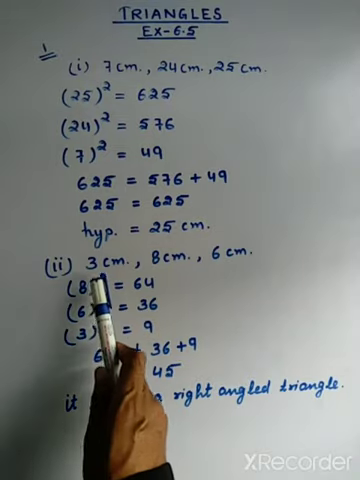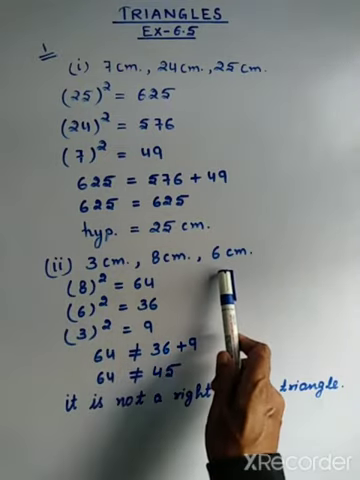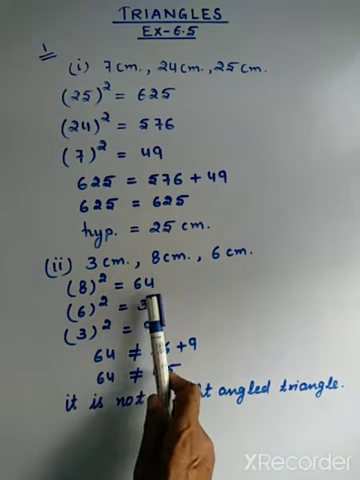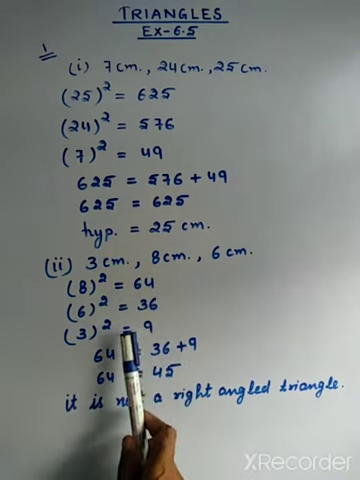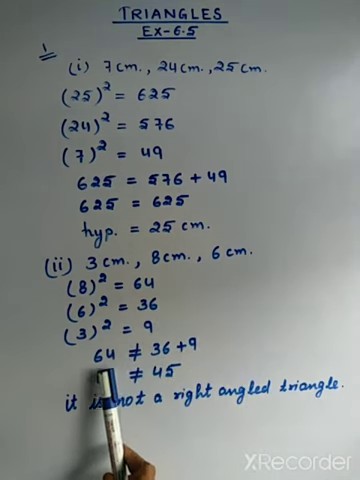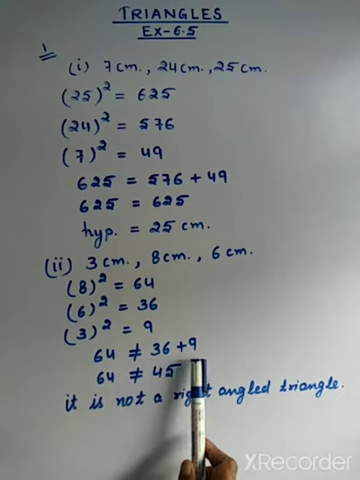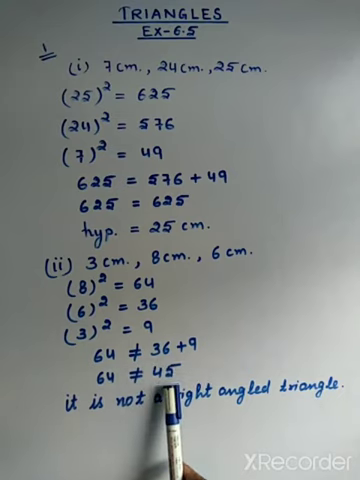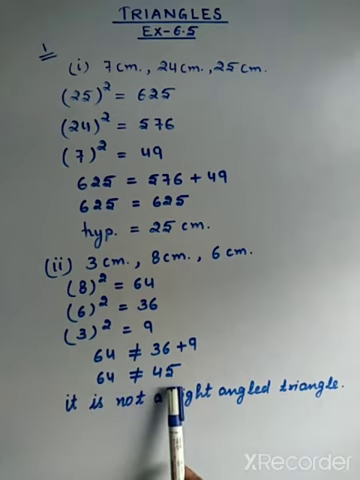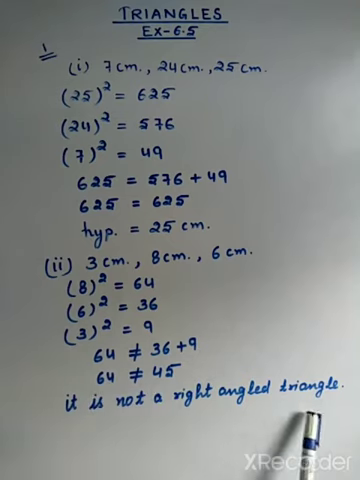In the second part, sides are given 3 centimeter, 8 centimeter and 6 centimeter. Square of longest side is 8 square, 64. Sum of the squares of other two sides, 6 square 36, 3 square 9. So 64 is not equal to 36 plus 9, which is 45. So square of longest side is not equal to sum of the squares of other two sides. Therefore it is not a right angled triangle.